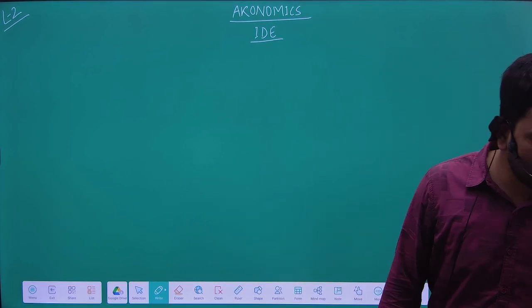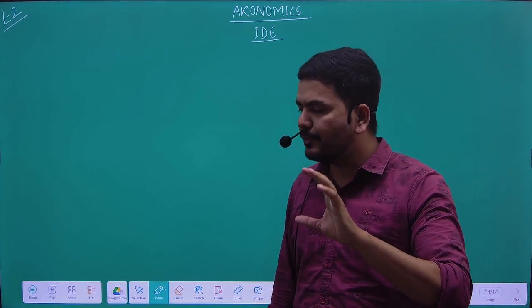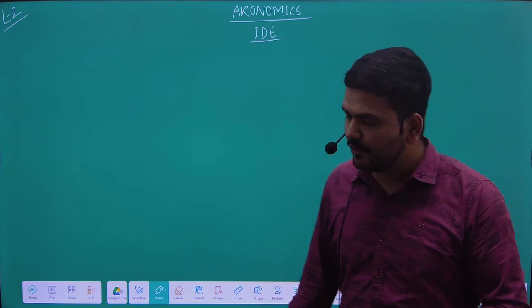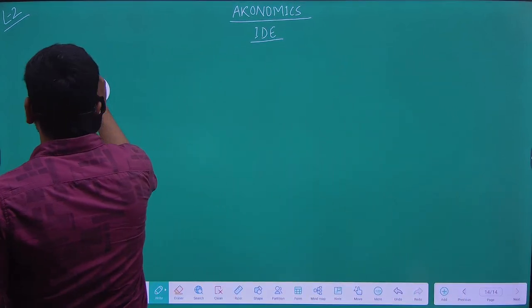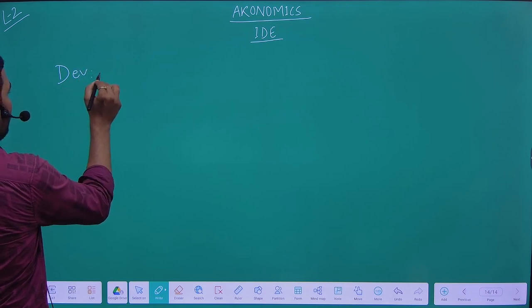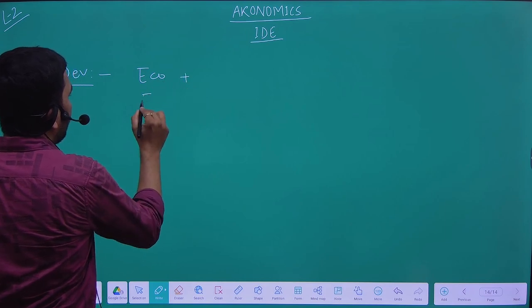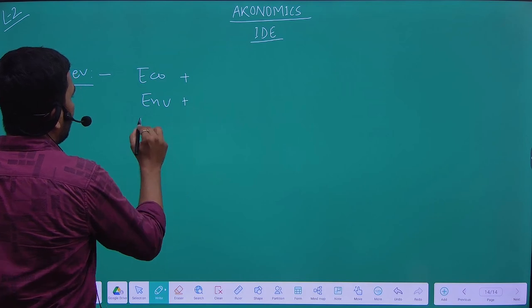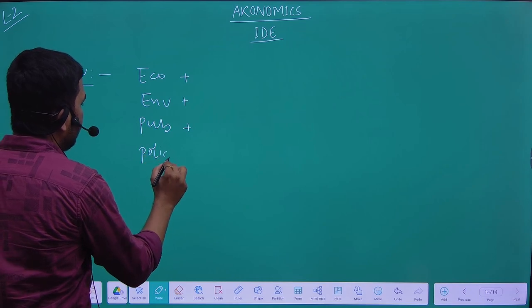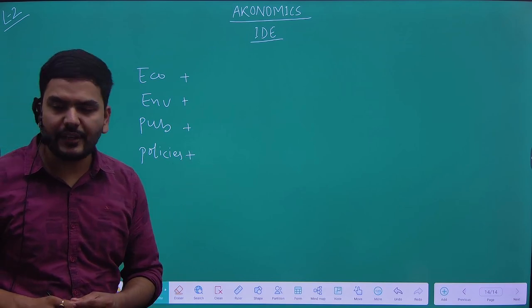Now, if you look at your reading, page number 8, you would see that they talk about the widest perspective about development in general. So what is development in general? When we talk about development economics, it includes economics plus environment plus public policies or politics plus any other area that you can think of.